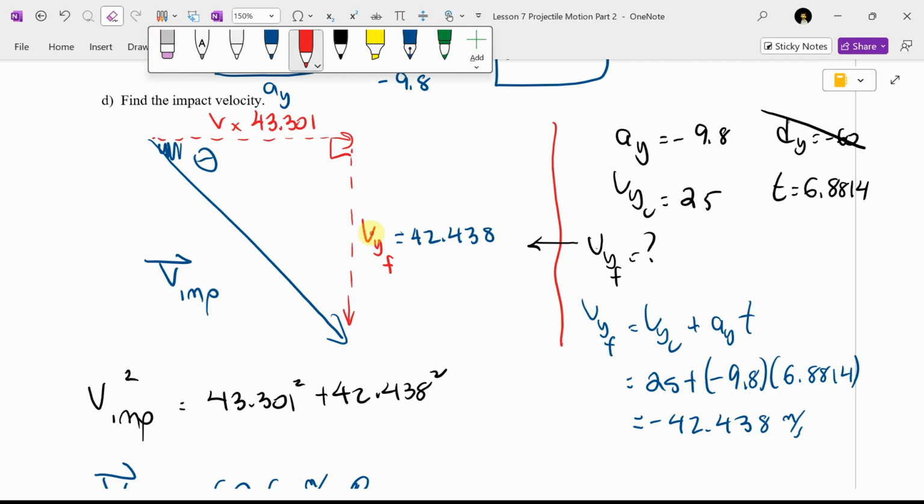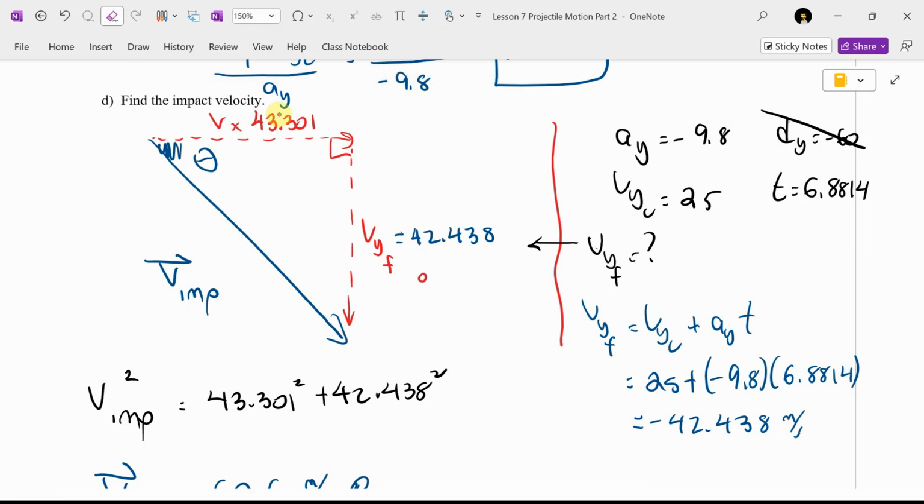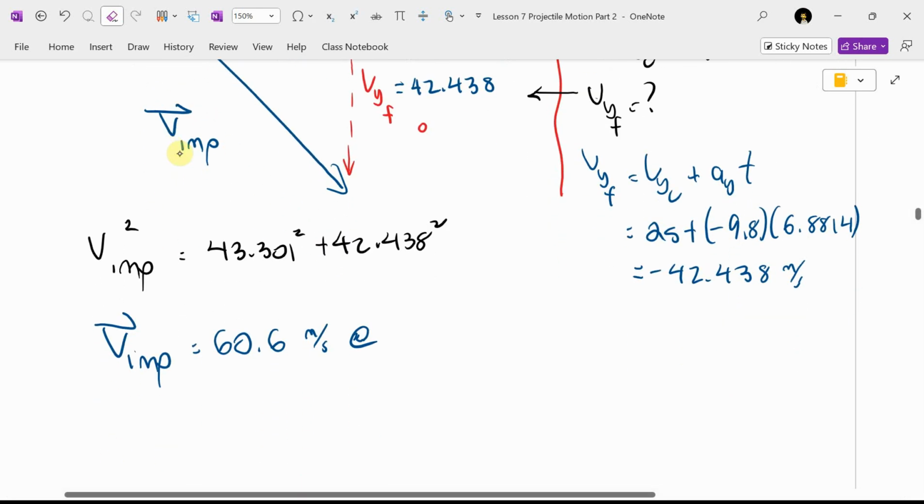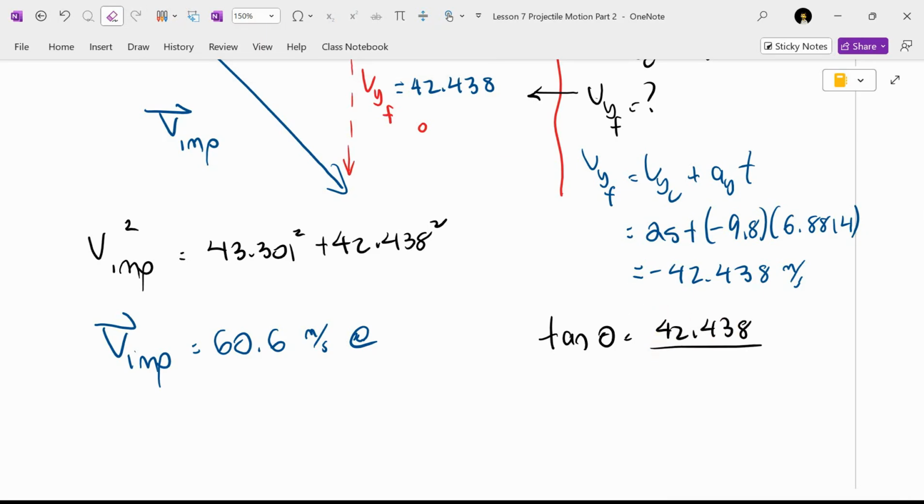Nolan, Vy final, opposite, adjacent, or hypotenuse based on this? Good. Vx. And I don't know why I didn't put an equal sign there. Which trig function has the O and the A in it? Yeah, it's going to be shift tan. Tan of the mystery angle equals opposite, 42.438, over adjacent, 43.301.